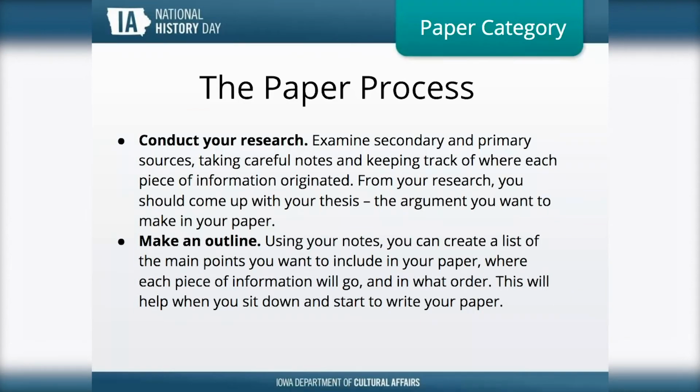The paper process. We're going to go over a couple of the steps it takes to write an actual National History Day paper. First, you're going to conduct your research. We're going to examine secondary and primary sources. We're going to take careful notes, and keep track of where each piece of information is coming from. From your research, you should come up with your thesis, the argument you want to make in your paper. This was a rule change in 2021, but National History Day does want students to outline their historical argument in the process paper.